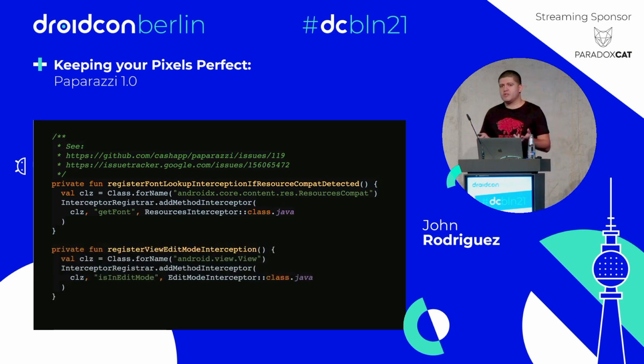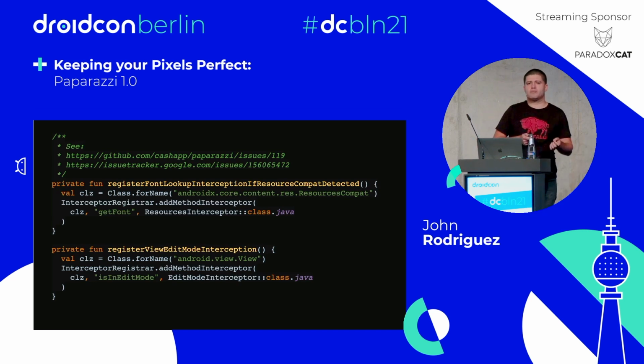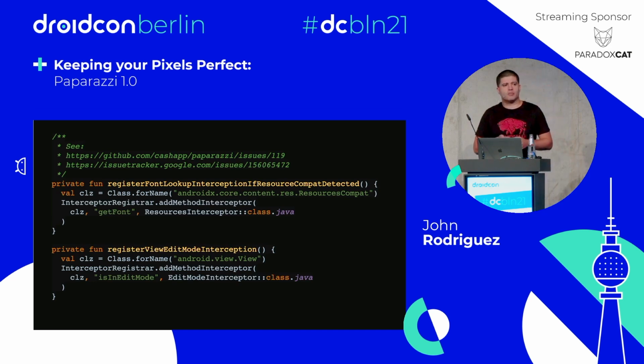Lastly, if you are using view as an edit mode, that made sense in Layout Inspector, but you don't want that actually in Paparazzi. You want it to act like the view looks in your app, not all the workarounds you did in Layout Inspector. And so we can intercept that variable and essentially negate it.